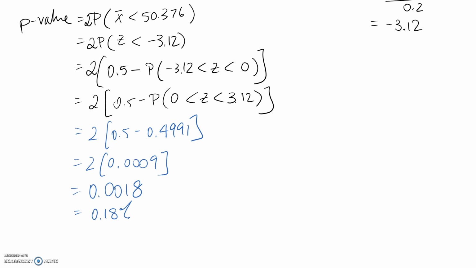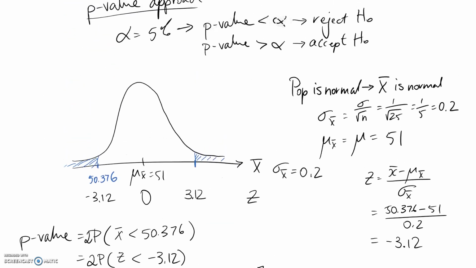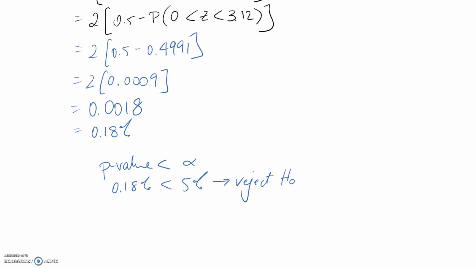So that's an incredibly small chance. Again, remember that the p-value represents the probability of making a type 1 error, so a false positive. So the final thing to do now is just to figure out where that sits in terms of our criteria. So we said that if the p-value was less than alpha, so in our case 5%, then we would reject the null hypothesis. So this is the category that we fall into. The p-value is less than alpha, so 0.18% is definitely less than 5%. So that means that we can reject our null hypothesis.